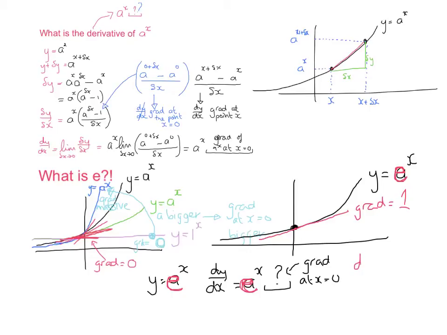So dy by dx is simply e to the x, which means at any point on this graph, say this is the point 3, this is the point e to the 3, then the steepness of the tangent at that point will also be e to the 3, the gradient, because the gradient is the same as the value of the function at any point on that curve.